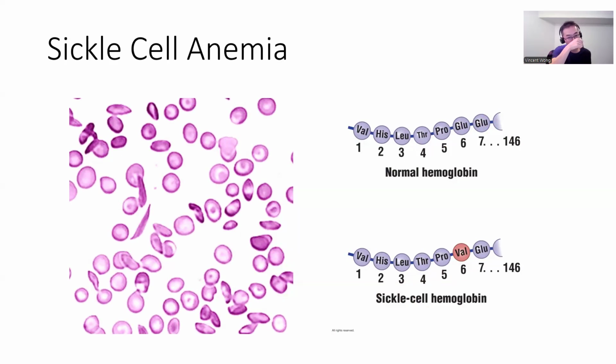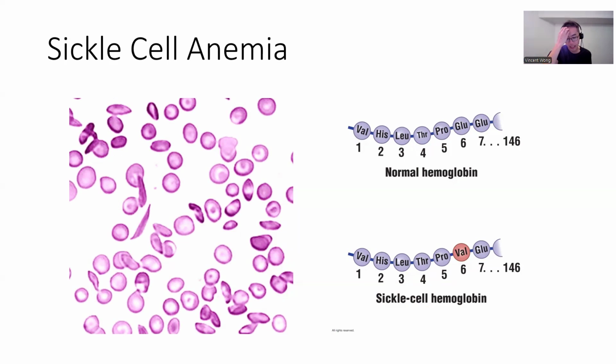Here is an example of a condition called sickle cell anemia. This is something you're born with. If you don't have sickle cell anemia at birth, you're not going to develop it later in life. You can't catch it. You cannot catch it, okay?